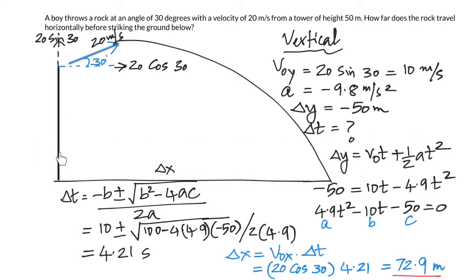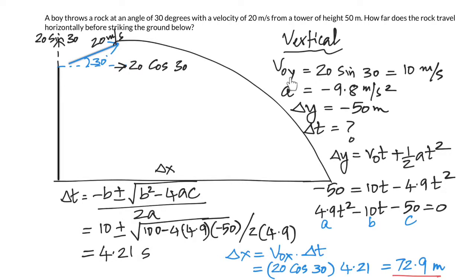You have to find out the distance delta x, because the question says, how far does the rock travel horizontally before striking the ground below? So the first thing is you got to resolve this into the horizontal component, which is 20 cosine 30, and the vertical, which is 20 sine 30. And then focus on the vertical component first. So that's why I've written vertical here.